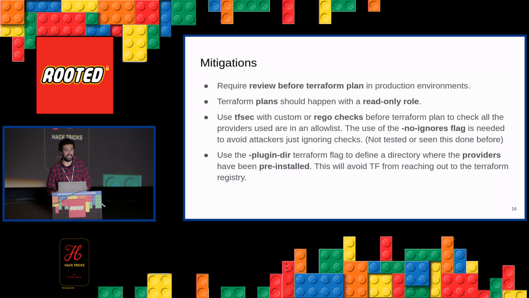The final option I could think of is the plugin dir Terraform flag, which allows you to specify a directory that can be used to keep all the pre-installed providers. So you would download all the providers that your Terraform configuration normally uses, store them in a directory, and that way you avoid Terraform reaching out to the Terraform registry or other registries and trying to seek any dodgy providers.